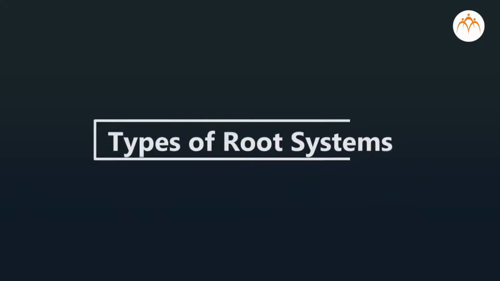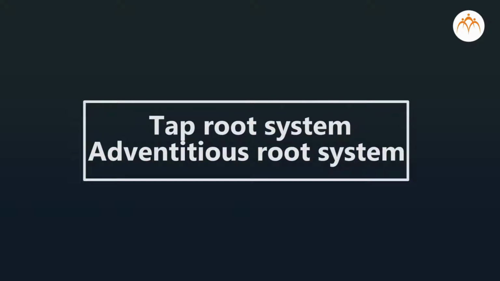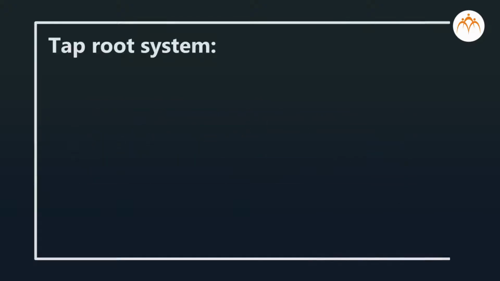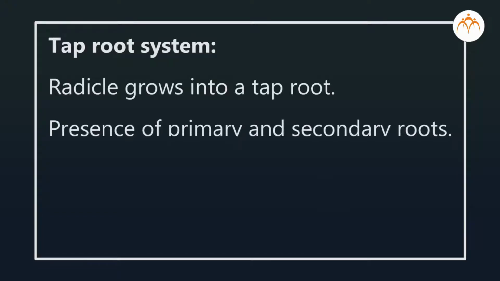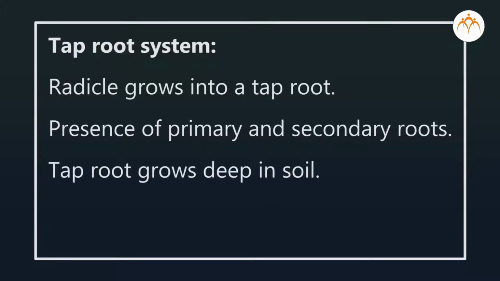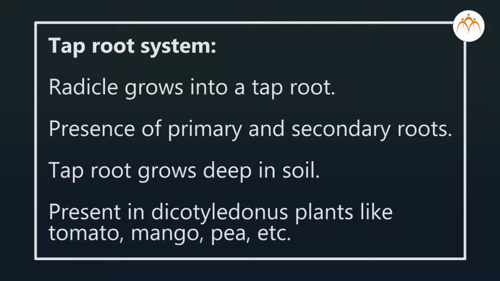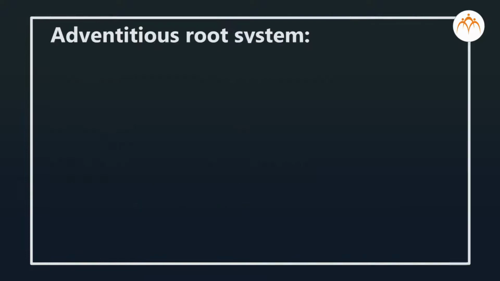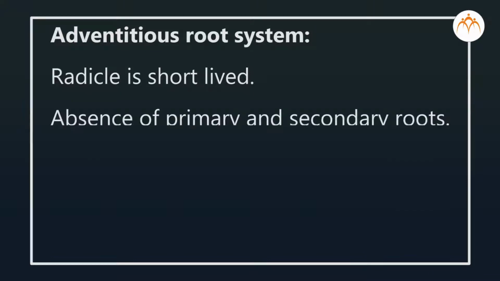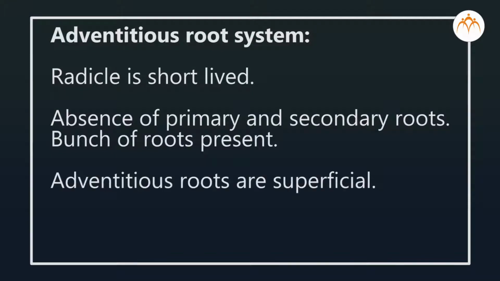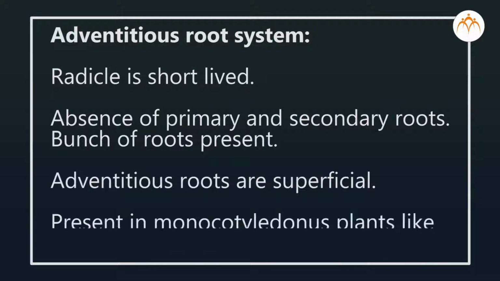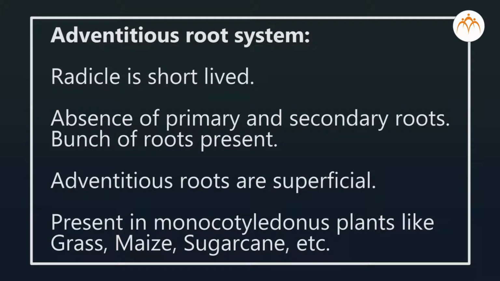Types of root system: tap root system and adventitious root system. Tap root system: radicle grows into a tap root, presence of primary and secondary roots. Tap root grows deep in soil. It is present in dicotyledonous plants like tomato, pea, mango, etc. Adventitious root system: radicle is short-lived, absence of primary and secondary roots, bunch of roots are present. Adventitious roots are superficial, present in monocotyledonous plants like grass, maize, sugarcane, etc.